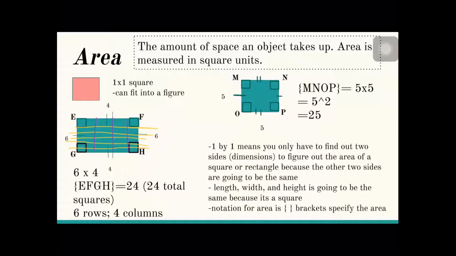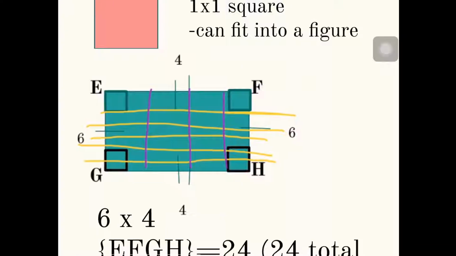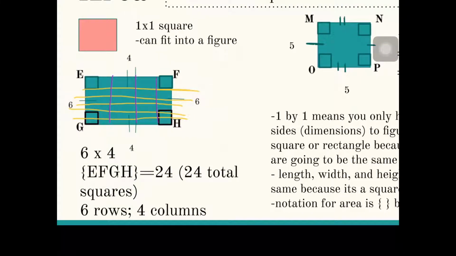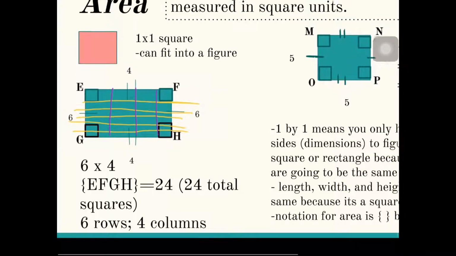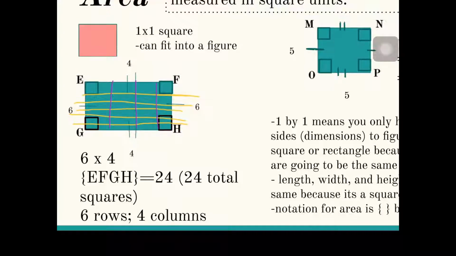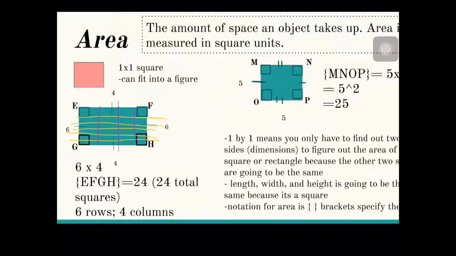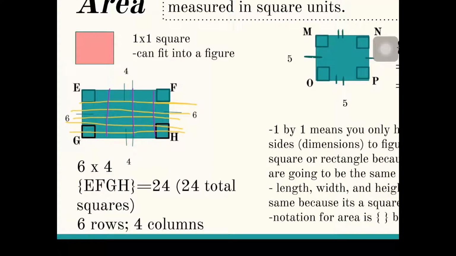1 by 1 essentially means how many 1 by 1 squares can we fit into this rectangle. We do that by making 4 columns, 1, 2, 3, 4, and 6 rows. We use brackets for the notation of area. So 6 rows and 4 columns.